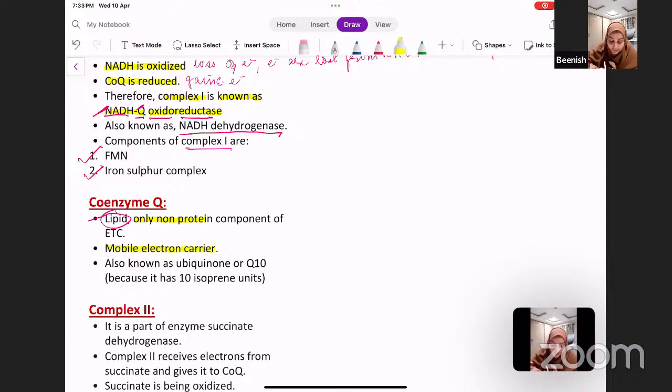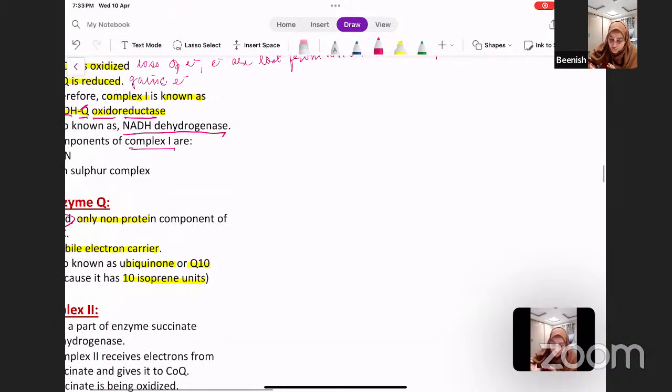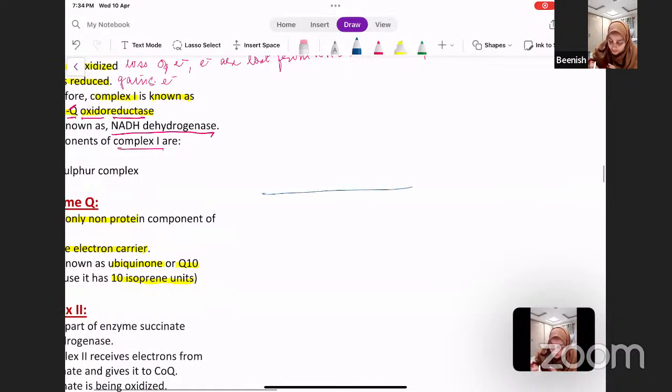It is a mobile carrier, so it is not fixed. It is also known as ubiquinone or Q10, because it has 10 isoprene units. If I show you this transfer in the form of a diagram, maybe it will be easier for you to understand.